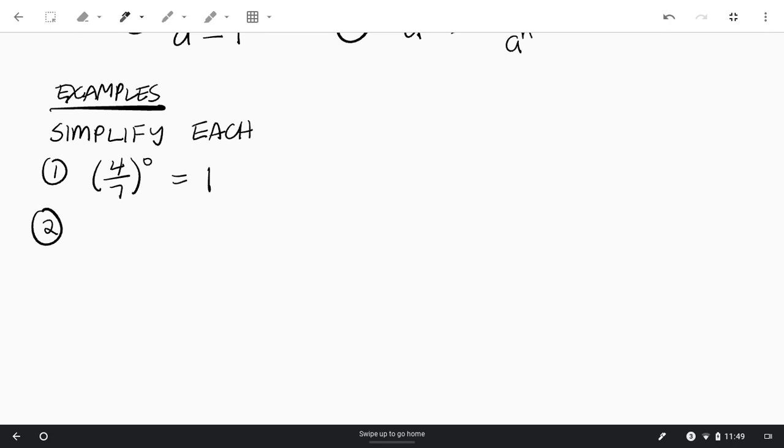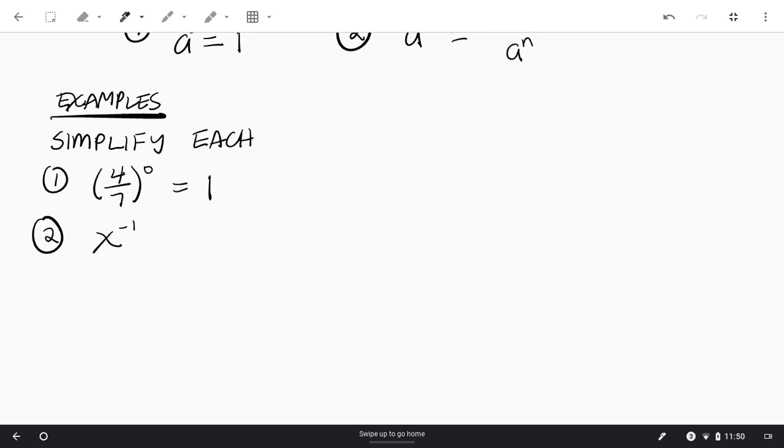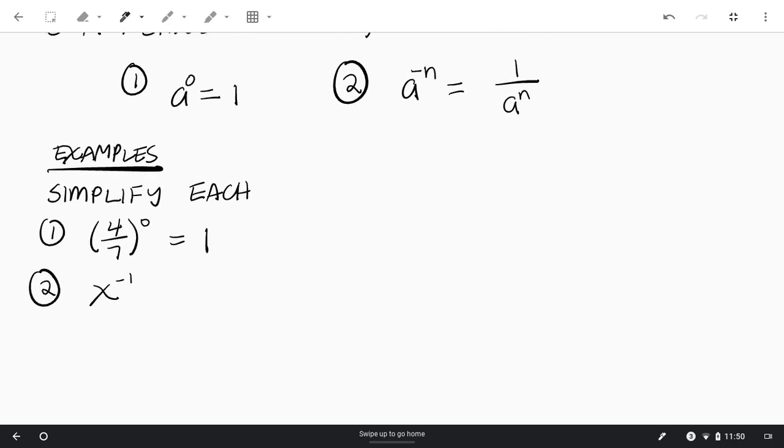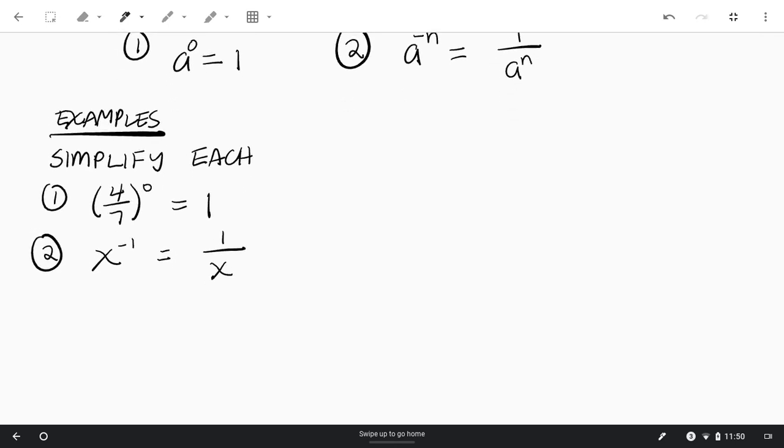Okay, if we have this x raised to the negative 1 power, so again here, we look at the rules for negative exponent, we see here that if you have a negative exponent, then you take the reciprocal. So here you would get 1 over x to the first. Since it's x to the first, then we don't have to write the exponent. x is the same as x to the first.